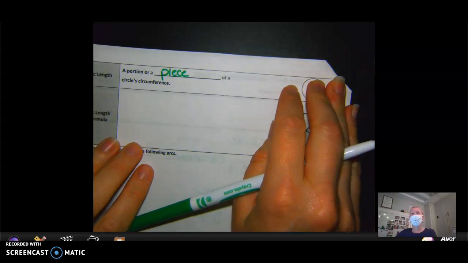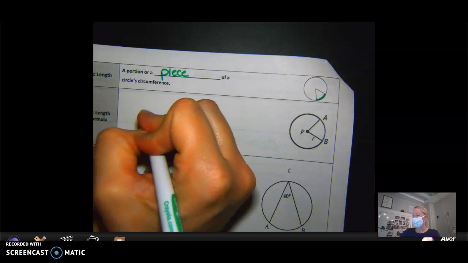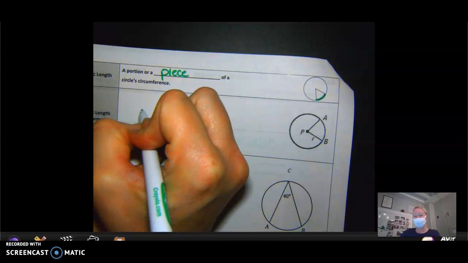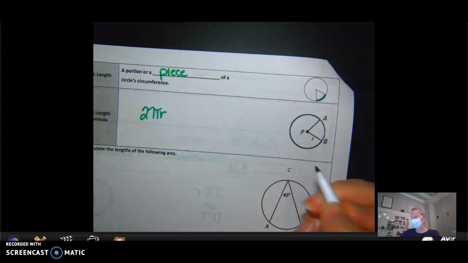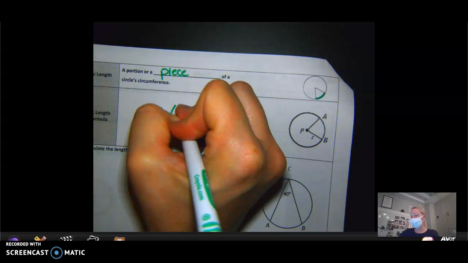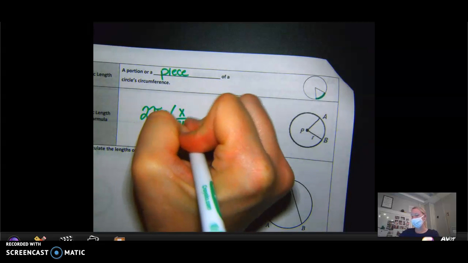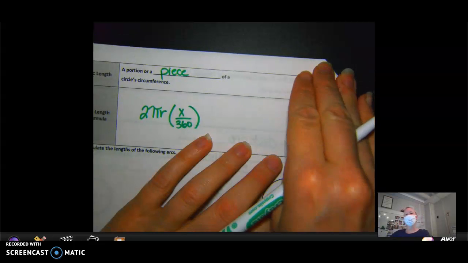To find the arc length, what you are going to do is find the circumference of the whole thing, so 2 pi r, but then you're going to multiply it by a degree out of 360. Why are we doing it out of 360? Circle's 360 degrees.